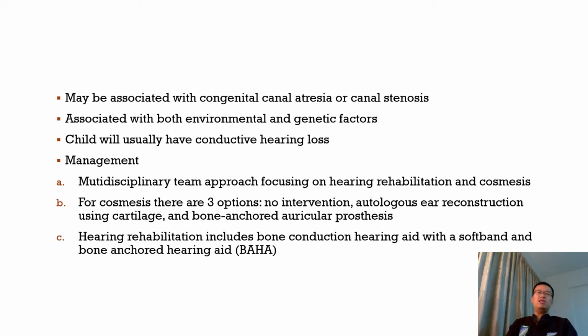Now for cosmesis, 3 options. You either have no surgical intervention, you use autologous cartilage for ear reconstruction, or a bone-anchored auricular prosthesis. Hearing rehab is using a bone conduction hearing aid. Either the hearing aid is held down by a soft band, or you use a bone-anchored hearing aid in which you have a titanium screw to hold down the hearing aid.